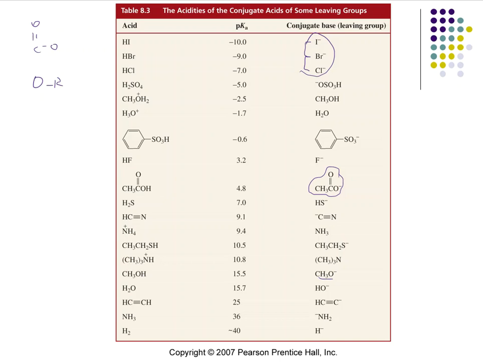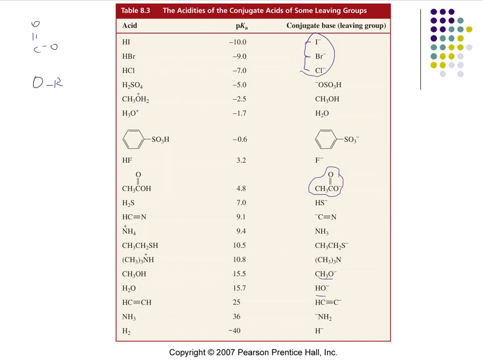OR is even prettier. So that means ethers are going to be even more stubborn to react with than the esters. And the esters are more stubborn to react with than the acyl halides. And it's all due to the leaving groups. What else have we talked about? We've talked about alcohols. We've talked about OH groups. Right there they are.